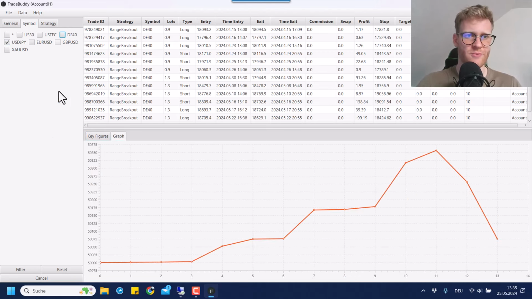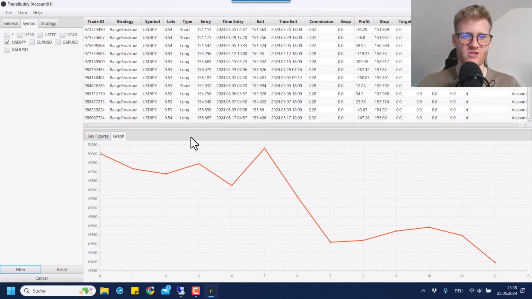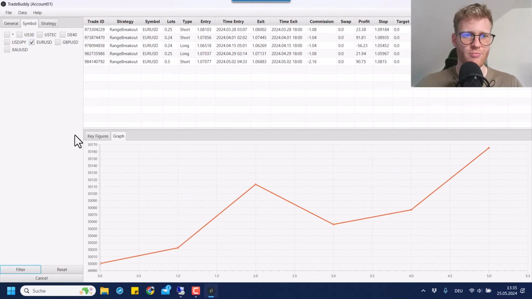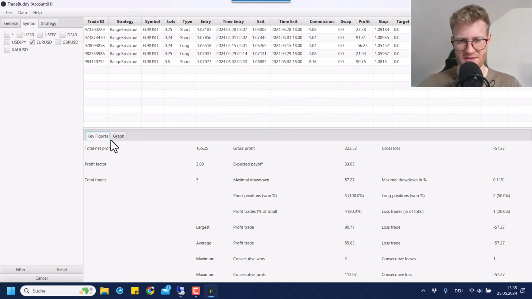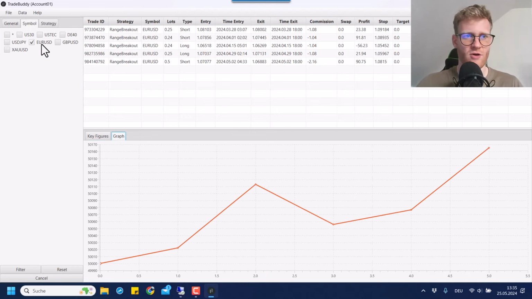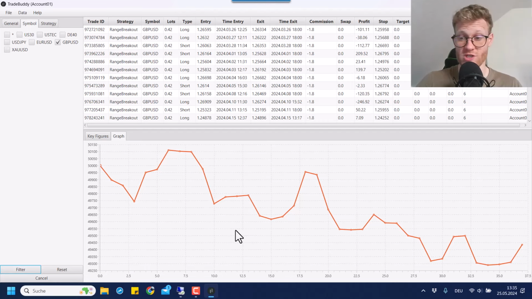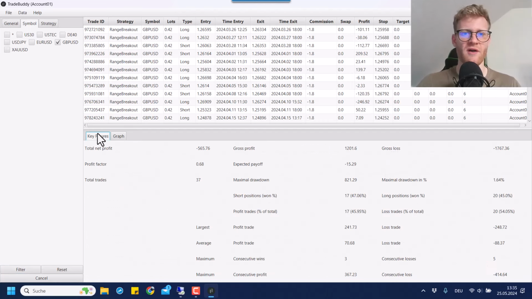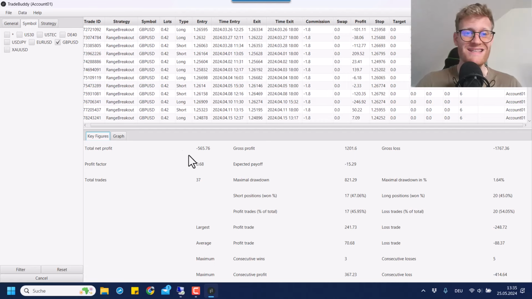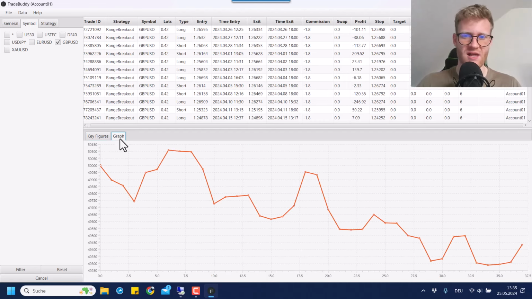Then we have USD Japanese yen. Did not trade last week, so it's still at the point where it was one week ago, 600 euro loss here. Then euro US dollar made some profit. It's not really a lot. Also no trade last week. And GBP US dollar traded last week, was performing very badly before, but now recovered at least a bit, but is of course still underwater here and waiting for the recovery.